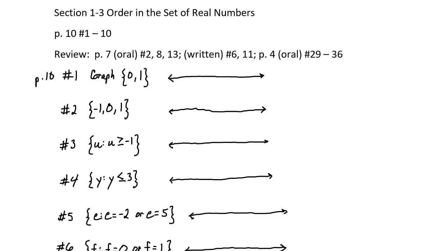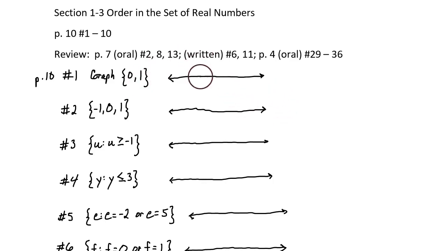For page 10, numbers 1 through 10, we're asked to graph some sets. So for these, you need to draw a number line. You could label a whole bunch of numbers on there, or faster would be to label only the numbers you need. That's the technique I'm going to use in this video.